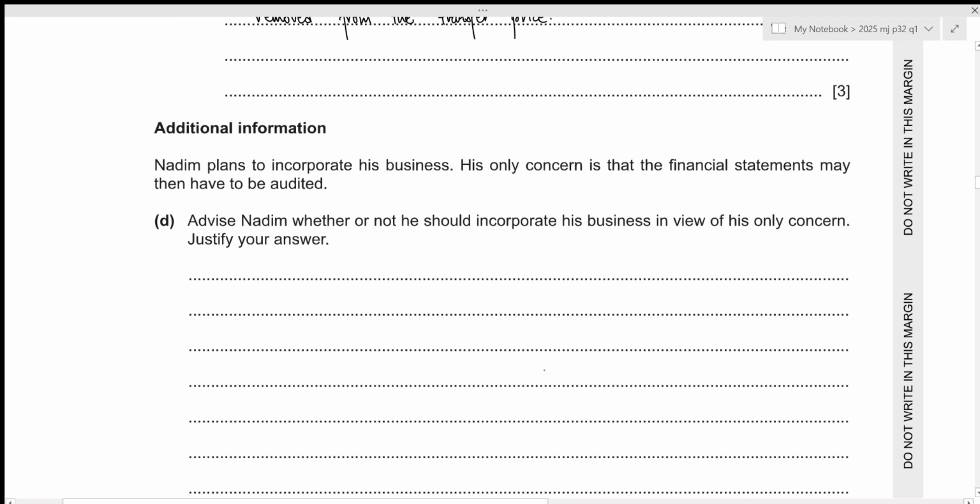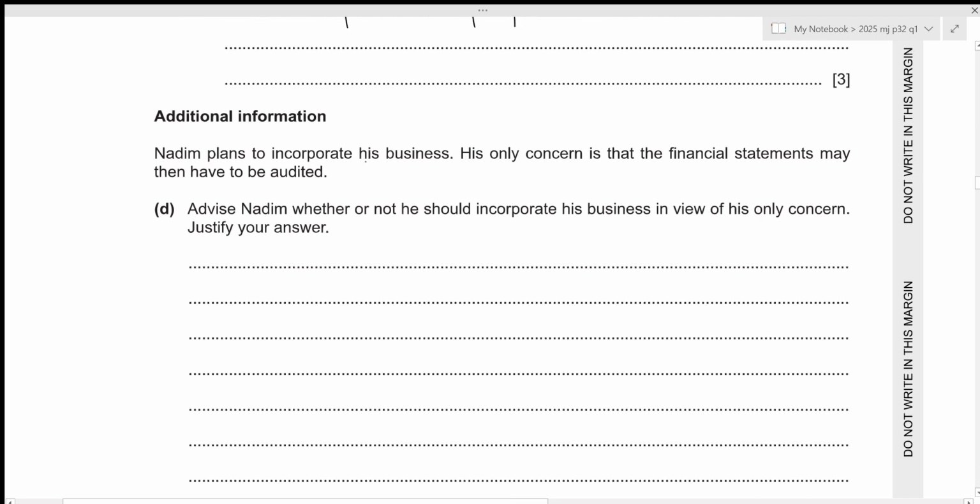We have some additional information. Nadim plans to incorporate his business. His only concern is that the financial statements would then have to be audited. We need to advise Nadim whether or not he should incorporate his business in view of his only concern. Justify your answer. So if the financial statements are audited, then the financial statements are more credible. All of the financial statements show a true and fair view.